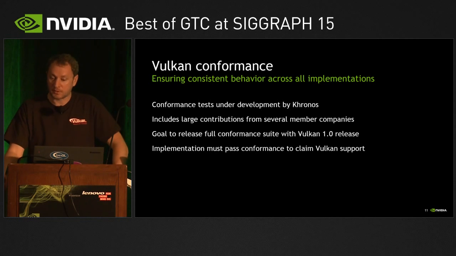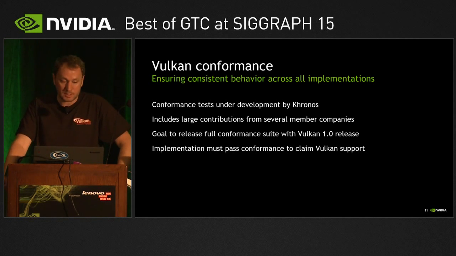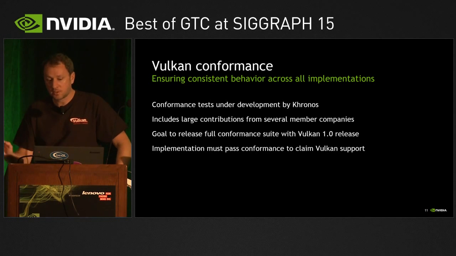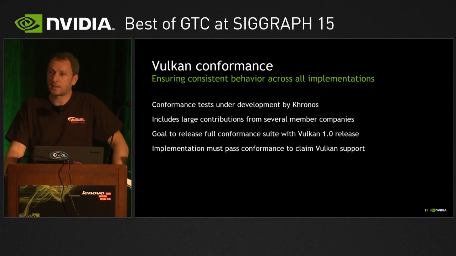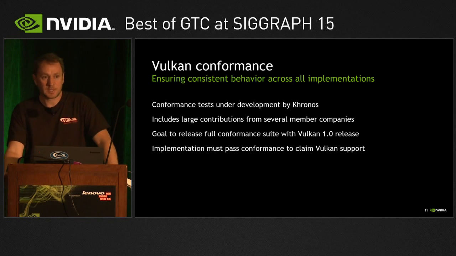One of the most important goals for Vulkan is that when Vulkan is released, we're going to release full conformance that covers all the features of the API. The reason conformance is so important is that one of the goals of Vulkan is to provide a consistent platform across all vendors, so that an application written on one platform can run just as well on every other platform. The only way we can ensure this is to have a conformance suite that everybody has to pass, and a conformance suite which is thorough and has full coverage.